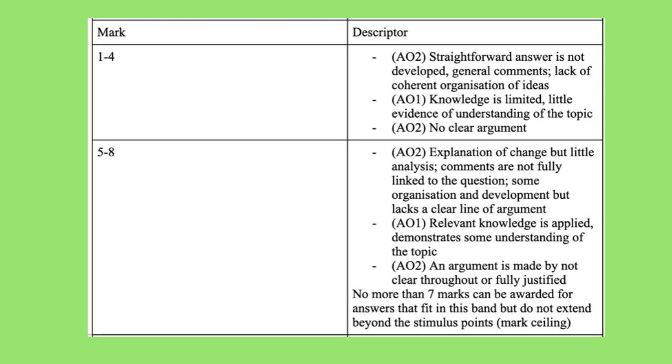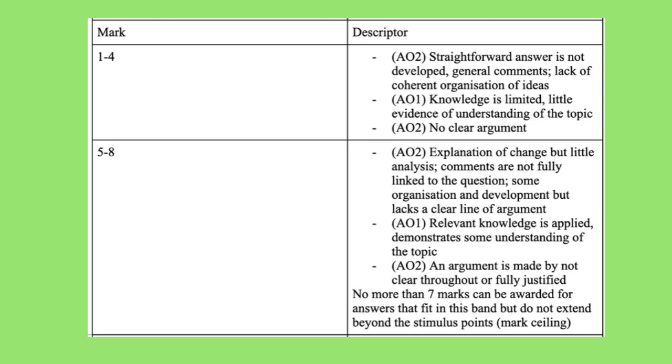The second bullet point is for AO1 and that is for the knowledge and understanding that you use to support that comparison. And the final bullet point is also for AO2 and that is on your overall judgment and the structure of your judgment, so kind of how clearly you express what you think. The examiner will consider the first 2 bullet points together and give you up to 3 marks depending on how well you've done on those first 2.